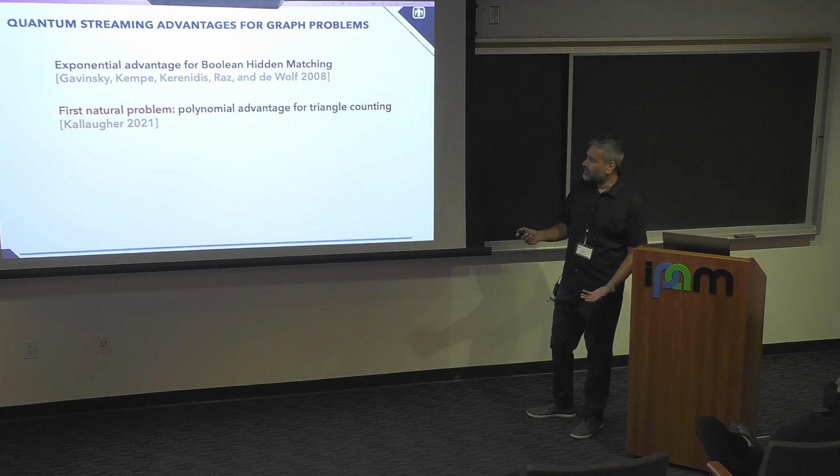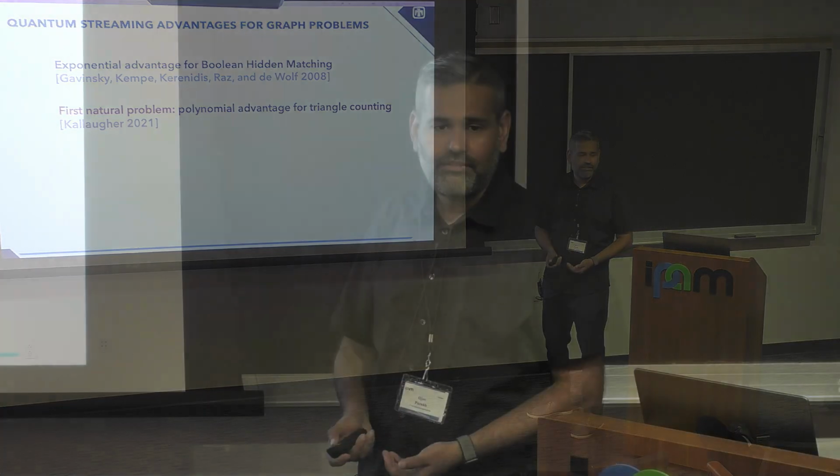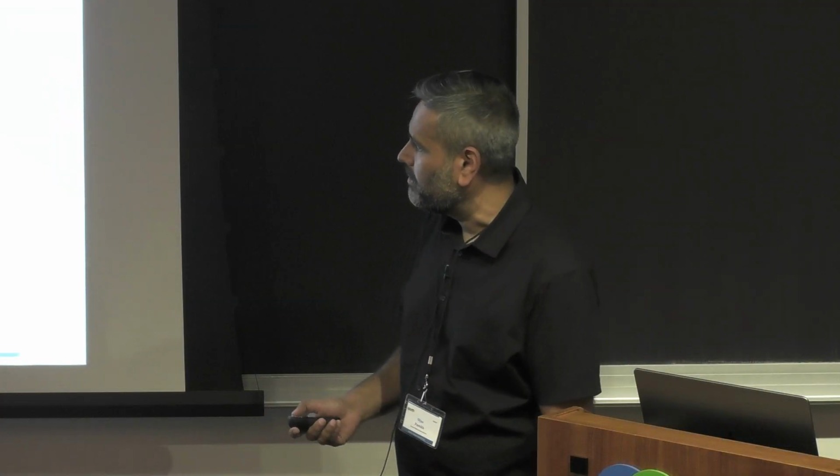So he had this algorithm, which was great, and I think it was kind of surprising, but good to see that the community was really interested in this. For example, this was a short plenary at QIP 2022. But one downside of this is that it's only a polynomial advantage. So then, can we actually get an exponential advantage for some natural streaming problem?